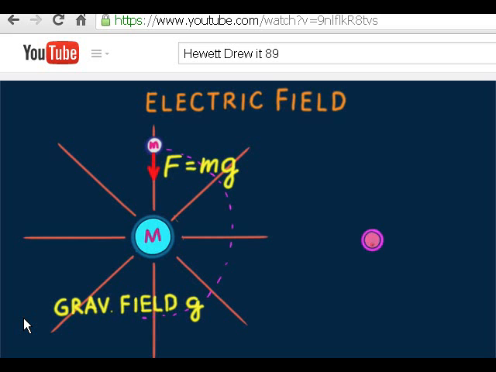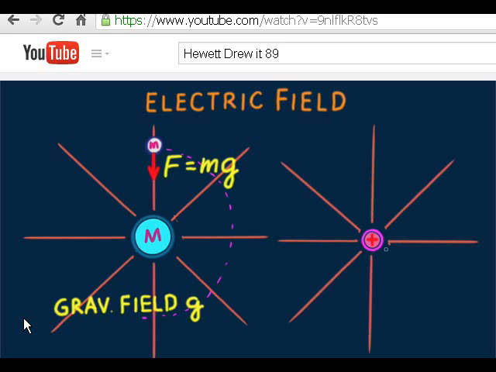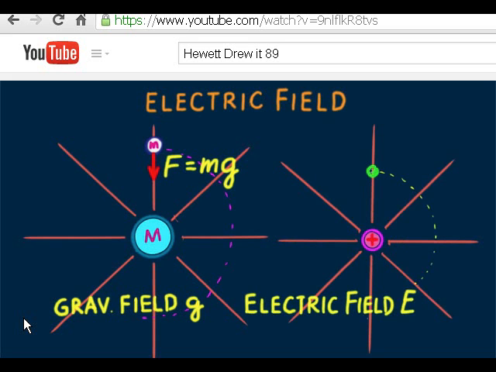Likewise in electricity. Here's a proton surrounded by its electric field. The electric field is denoted by the symbol E. And here's an electron circling the proton. And what of the force on the electron? Much akin to gravity, the force equals its electric charge multiplied by the proton's electric field, qE. The magnitude of the electric field is simply the force per unit charge.